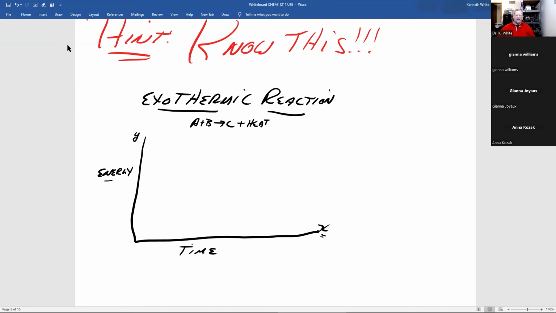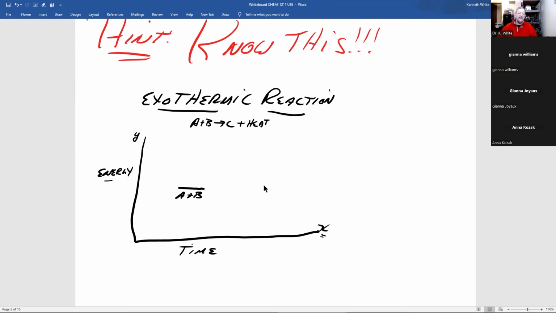Now, there's one thing called conservation of energy. You never create or destroy heat energy in a reaction. So the amount of energy in A and B on this side is equal to the total energy of C plus heat on the product side of the arrow. Again, you never destroy or create energy. So the total energy in A and B is equal to the energy of C plus heat. So let's assume A and B has an energy like this.